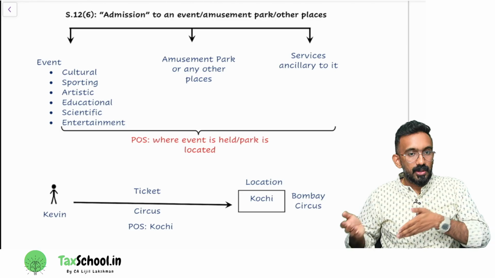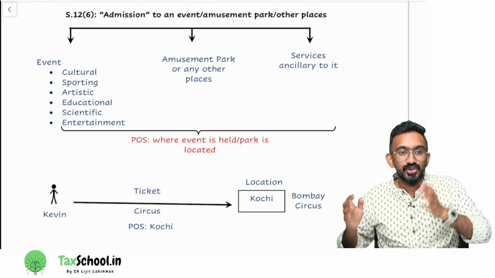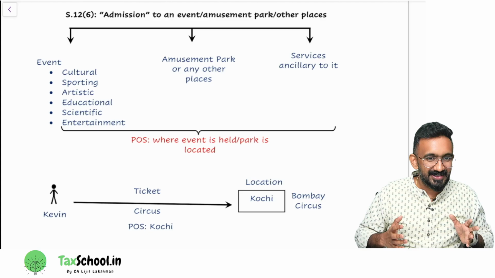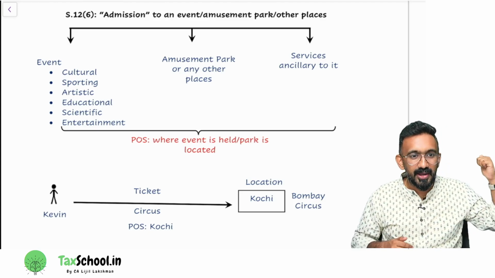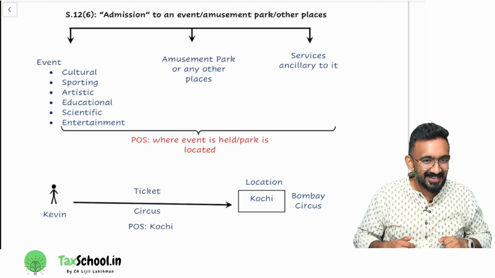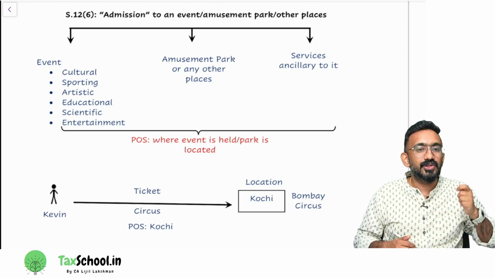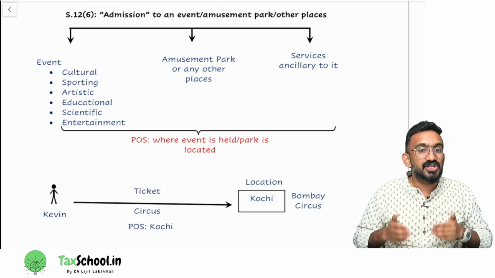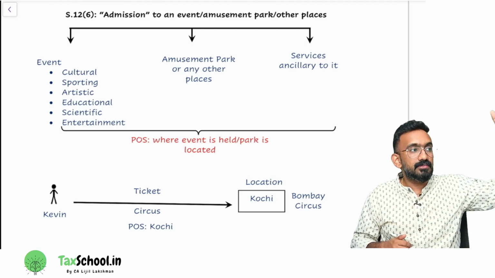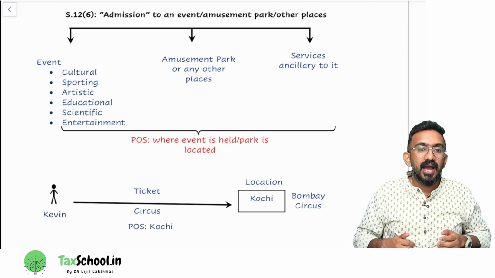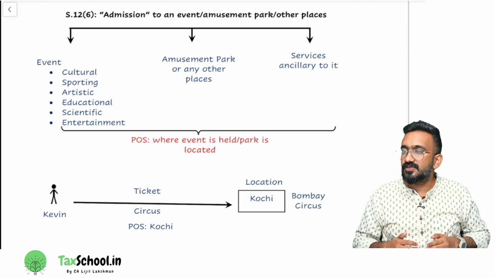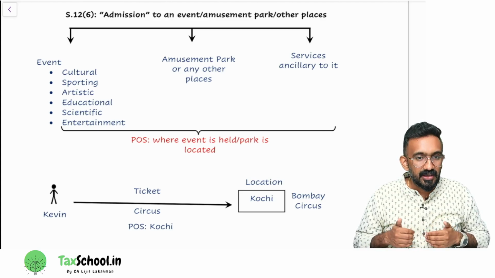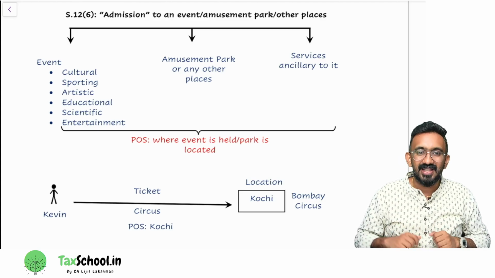Now one junior from my office is a huge RCB fan. This fellow has now gone to Bangalore to attend a match. What will be the place of supply for that ticket he has taken, 2000 rupees? It will be Bangalore, where the match is actually held. Somebody from Chennai is coming to Kochi and going to Wonderla. What will be the place of supply? The location of the amusement park, that is Kochi. That will be the place of supply.